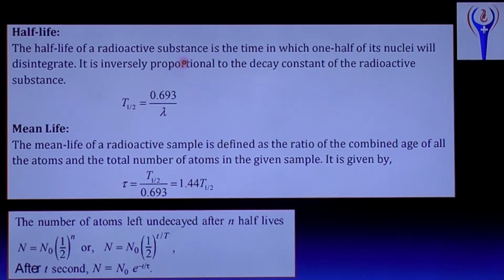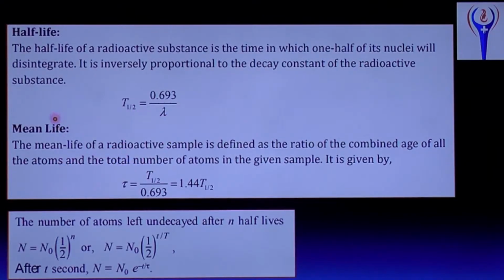It is inversely proportional to the decay constant of the radioactive substance. That is, T half, or simply T, is equal to 0.693 by lambda. Here lambda is the decay constant. The relationship between half-life and lambda is inversely proportional. T half is inversely proportional to lambda.